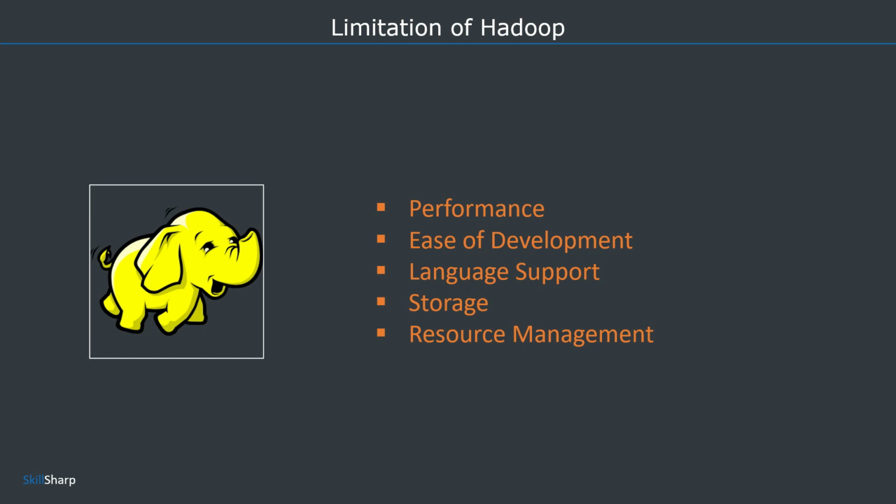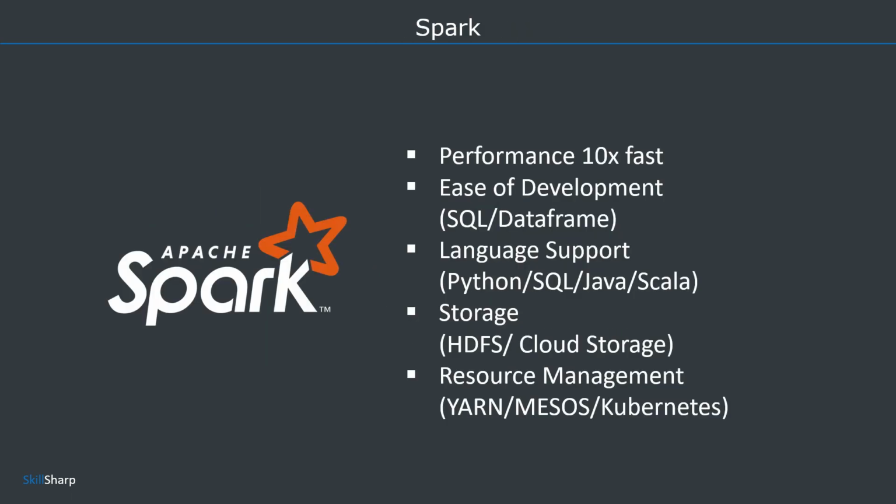And the fifth is resource management. Resource management, the operating system for the cluster, is another thing, because in the modern cloud era, we have solutions like Kubernetes that are more performant than Yarn, but Hadoop restricts us to Yarn. That is the biggest problem.